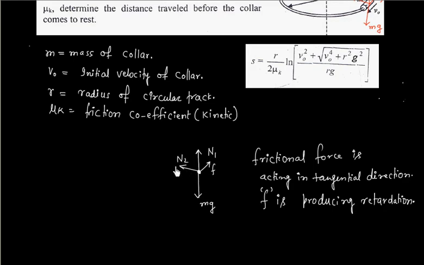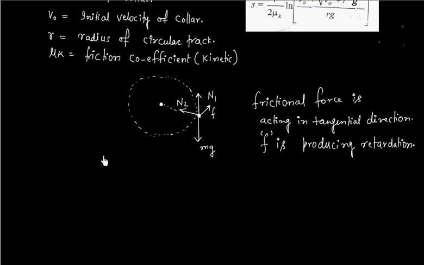This force N2 is acting towards the center of the circle. So this is the track. Now let us write the equations of motion. In vertical direction the collar has no movement. So total force is 0. This means upward force is equal to downward force.